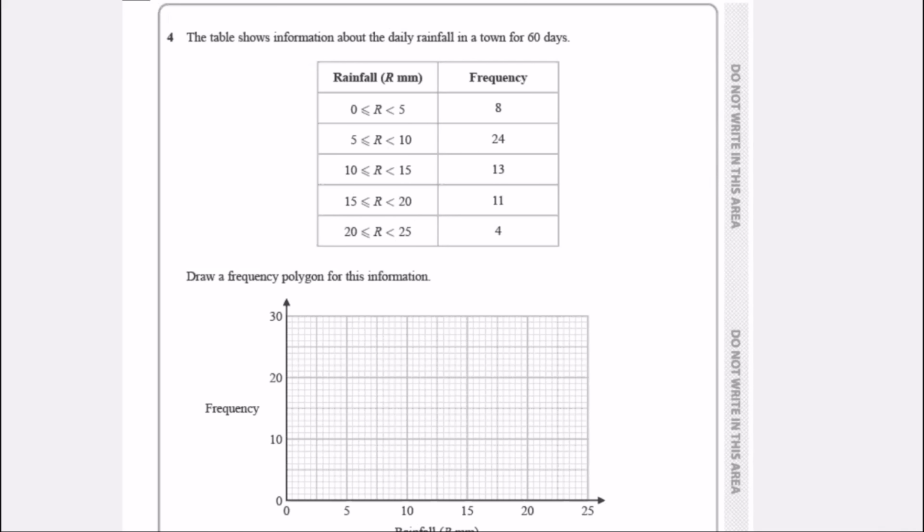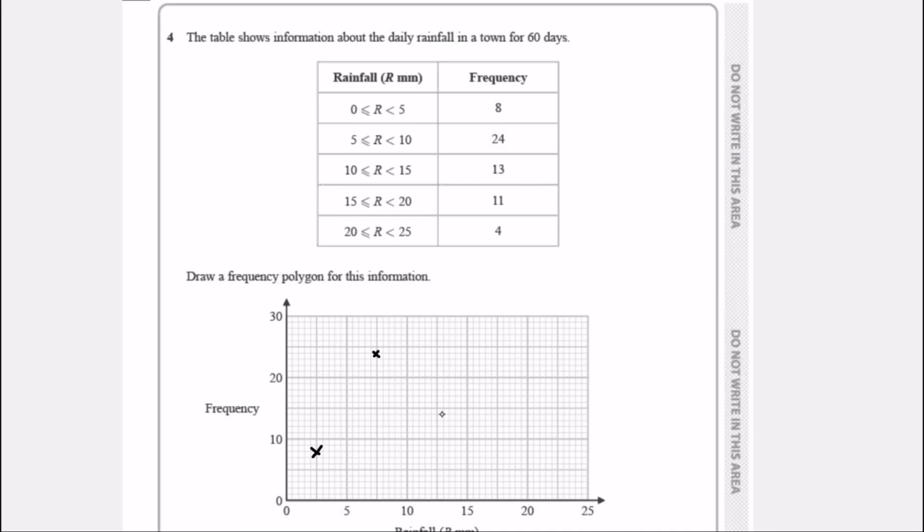Question 4. The table shows information about the daily rainfall in a town for 60 days. We could draw a frequency polygon for the information. Frequency polygon is the midpoint against frequency. So the middle of 0 and 5 is 2.5. So it's 2.5 against 8. 7.5 against 24.